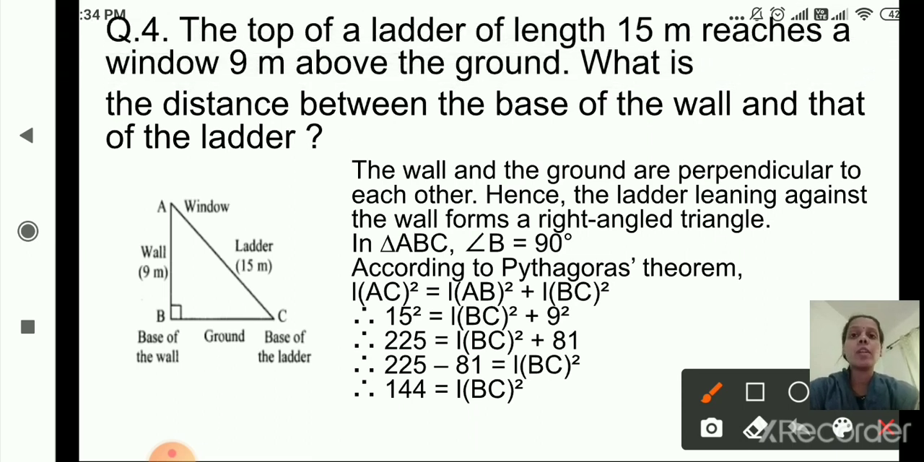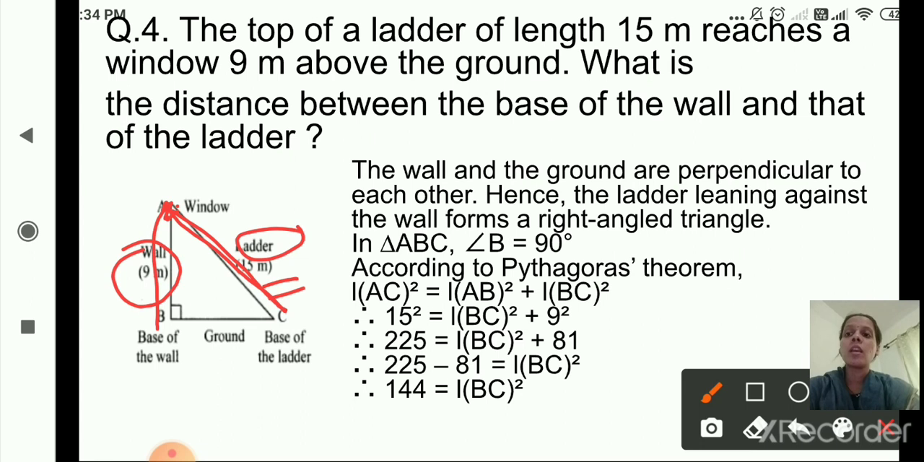So first we'll draw the figure, the top of a ladder. So this is the ladder. As you can see here, this is ladder. I have written here this is ladder, and the length of the ladder is 15 meters. So this is 15 meter. This is ladder which reaches a window. So this is window, 9 meter above the ground. So this is 9 meter and this is ground. So here we got a right angle triangle.